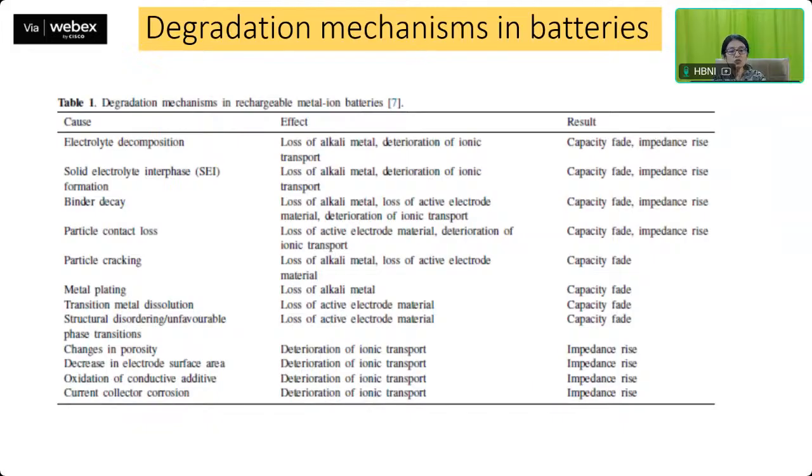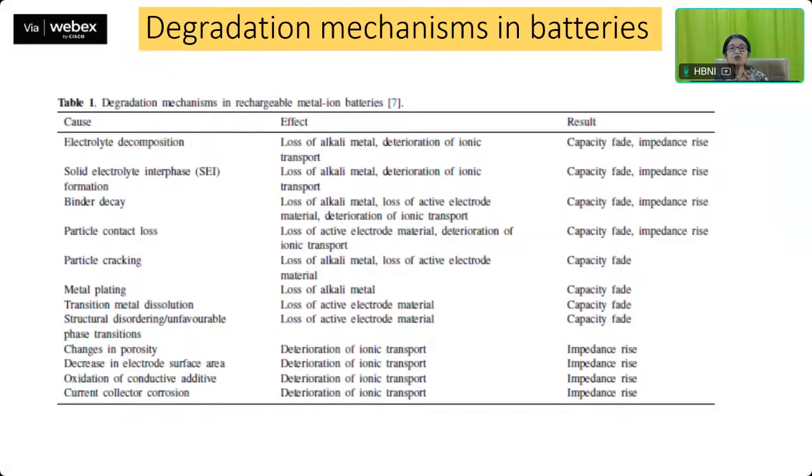Similarly, with binder decay also the same thing. With particle contact loss also you will find capacity fade and impedance rise. Whereas when you have a cracking of the particle, there will be loss of alkali metal and loss of active electrode material. So what you will see is a capacity fade, metal plating, transition metal dissolution, structural disordering or unfavorable phase transitions if you find. If there is a change in the porosity, in all these cases, you will find different kinds of effect as I've listed out over here. In case of the structural disordering or unfavorable phase transitions, you will find a loss of active electrode material, and again you will give rise to capacity fade.